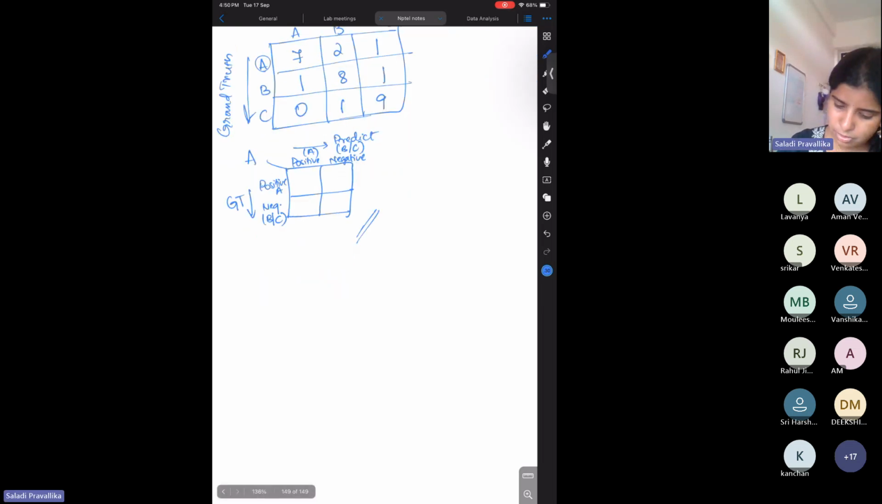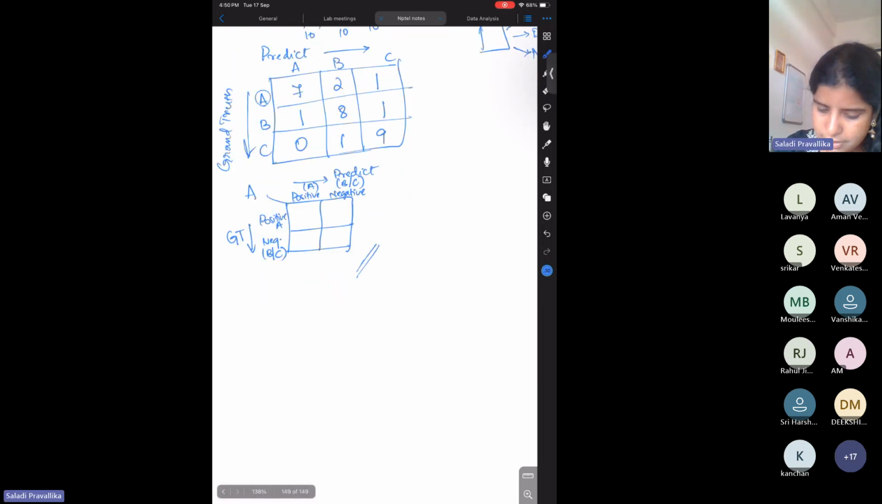From this table, for a given value of A where the prediction is also A, the ground truth is A and the prediction is A, and I can write it here. And here, the original positive value is this, but the negative predictions are these 2 and 1. So 2 plus 1 is 3, I can write it here.